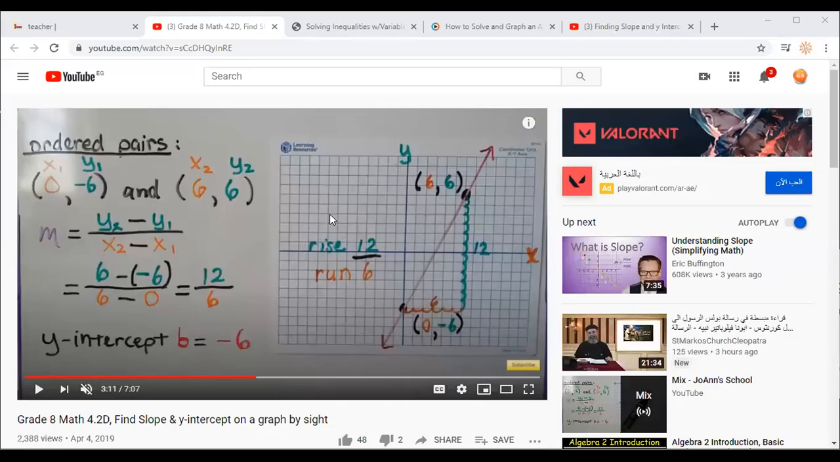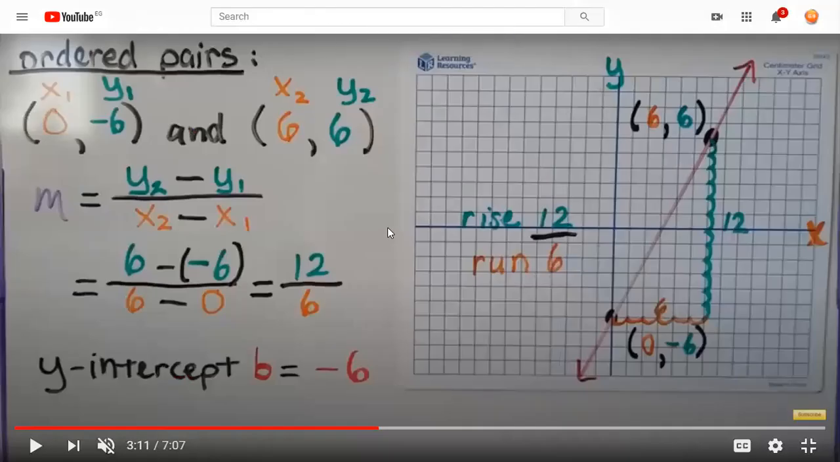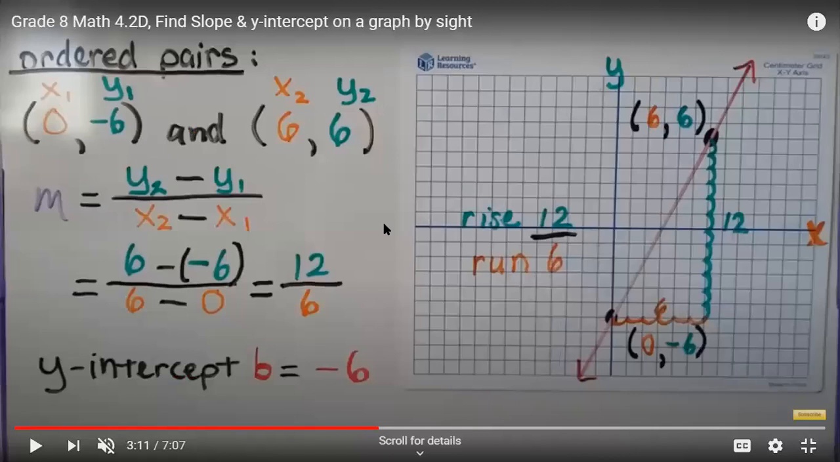Hello, grade 8. Inshallah, today we are going to study lesson 4.2, which is determine the slope and y-intercept. You will find this lesson in your book, page 101. In this lesson, we have to determine the slope and the y-intercept. So we have to study how we are going to calculate it from a graph or from a table.